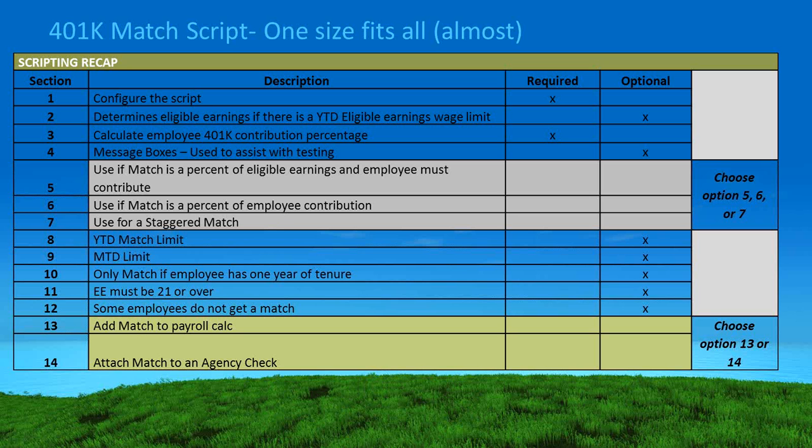The other part of it, down at the end, 13 and 14, is what are you going to do with the match? The match script adds entries to the payroll. One method will simply add the match to the payroll, and that's all it does. The other section will add the match to the payroll, and it will also make it available to the agency check that you're going to produce.